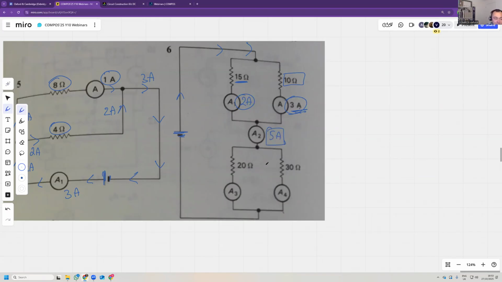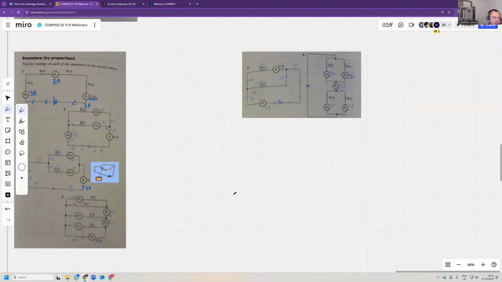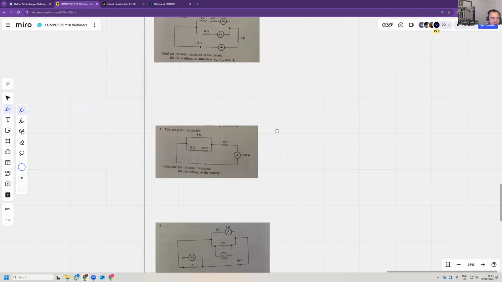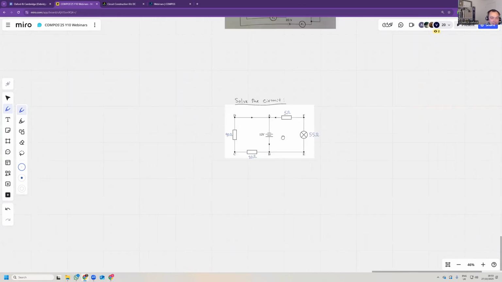Then 5 amps splits into proportion of 20 to 30. That would make 3 amps going here and 2 amps going here. Hope that makes sense. Apologies, I can't keep answering the questions. There's a few questions coming in. I'll try to answer them later on. Okay.